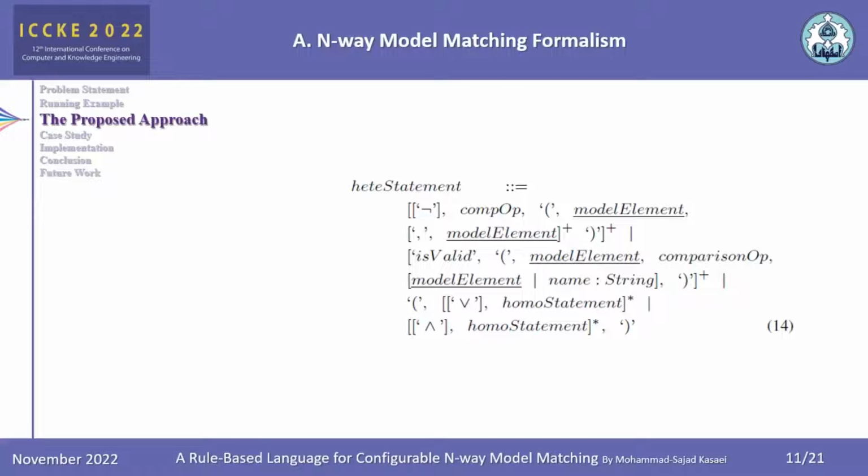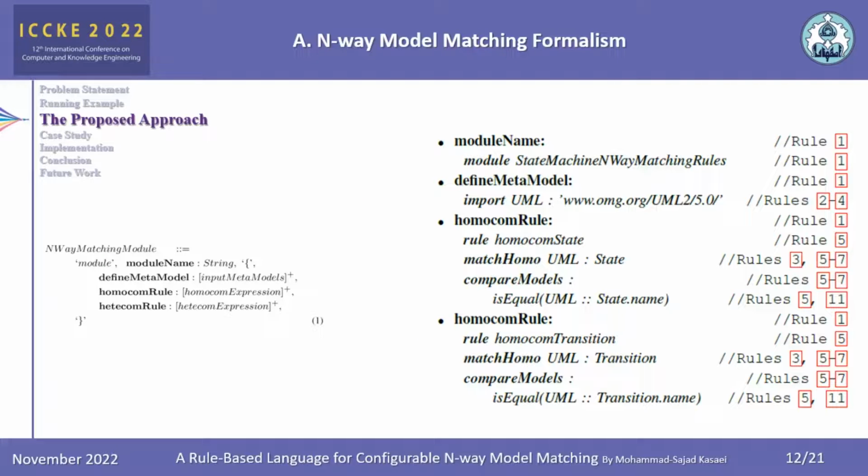The last one is rule 14, which determines how we can write a hetero statement. It's similar to the homo statement. Now look at this simple example in which we write two different homo rules for a state diagram.